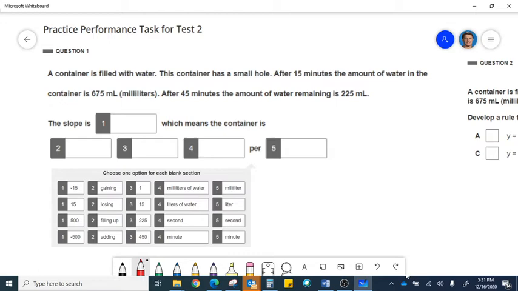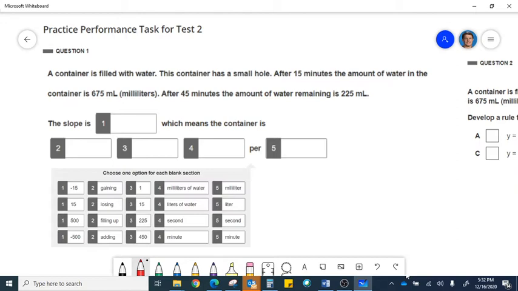The same scenario is going to be played out through all of the 5 questions. It says a container is filled with water. This container has a small hole. After 15 minutes, the amount of water in the container is 675 milliliters. After 45 minutes, the amount of water remaining is 225 milliliters.